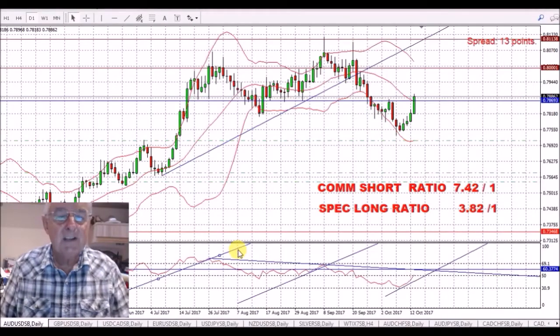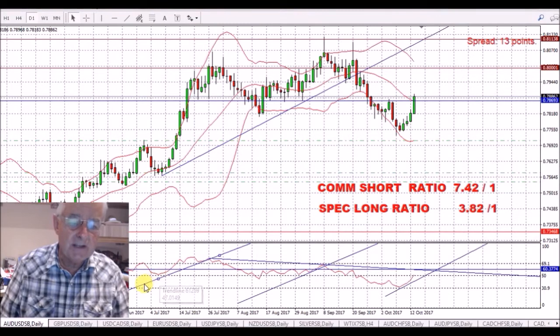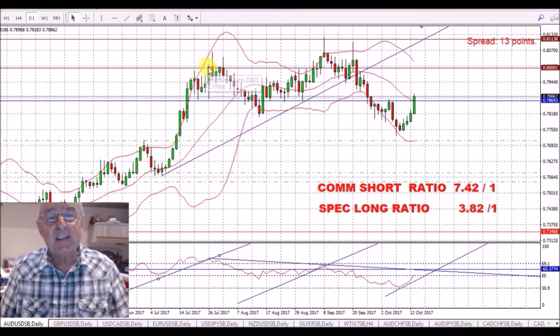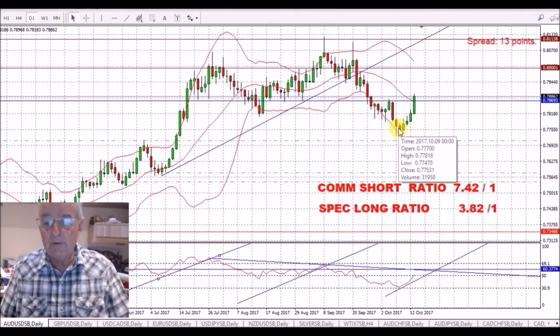So here we have the Australian dollar, US dollar, and we've got the RSI. Now if we put a trend line on the RSI and we wait for it to go above the 69.1 and come back down and cut through it, this gives us a sell signal. Obviously this would have been a very good sell signal here. We had a sell signal here indicating this big long fall that we've had.